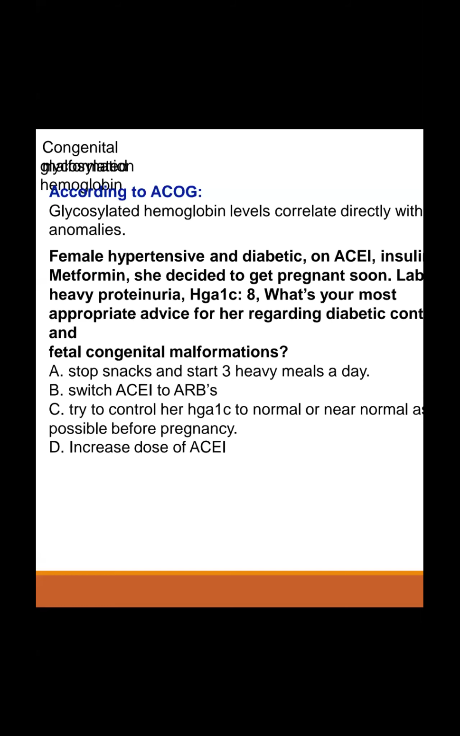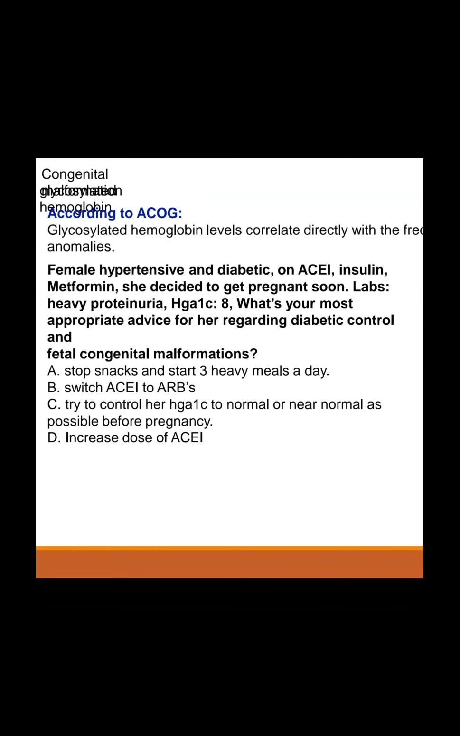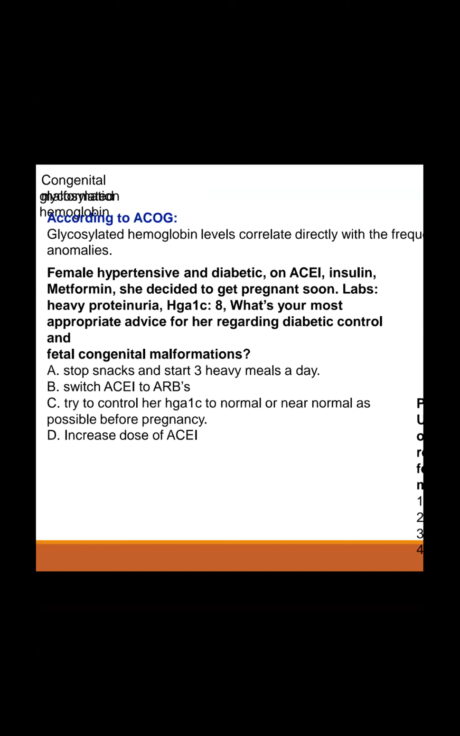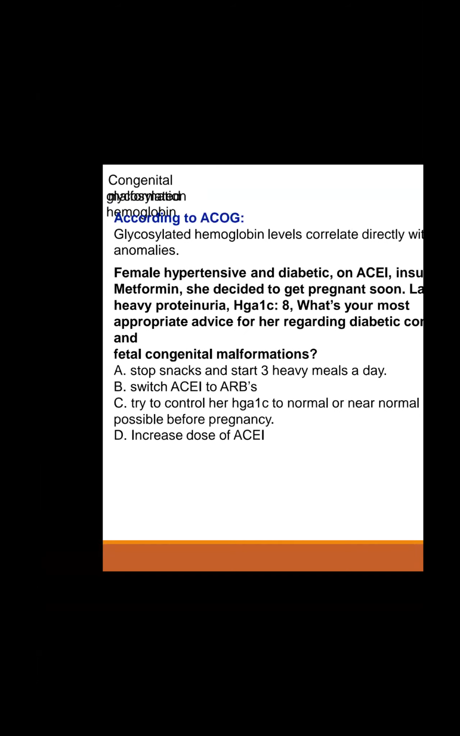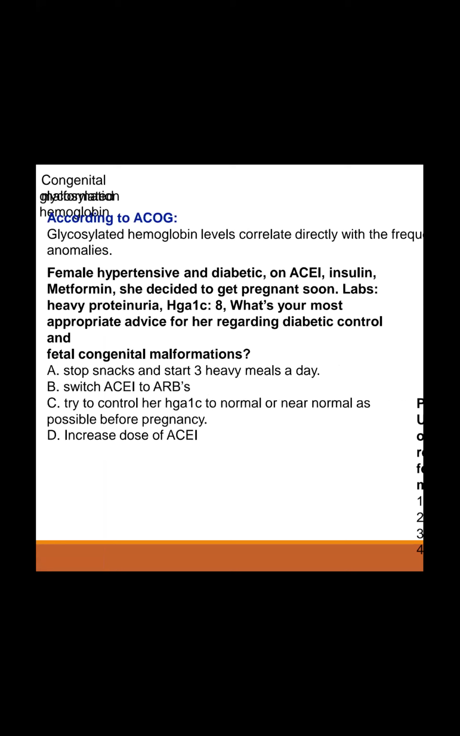Female hypertensive and diabetic, on ACE inhibitor and insulin, metformin. She decided to get pregnant soon. Labs: heavy proteinuria, HbA1c 8. What is your most appropriate advice for her regarding diabetic control and fetal congenital malformations?